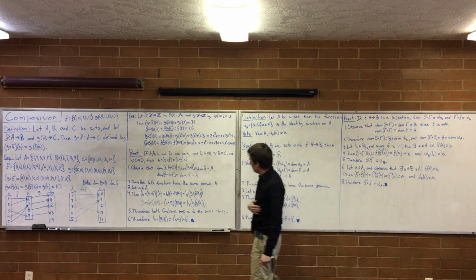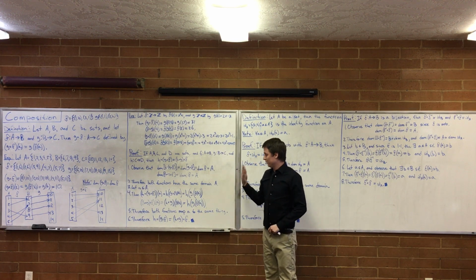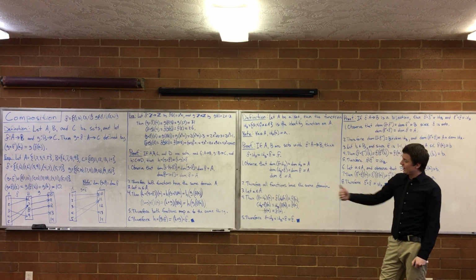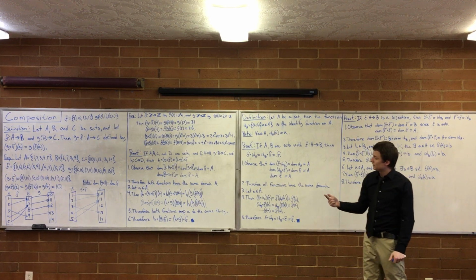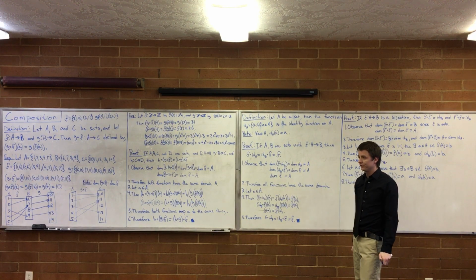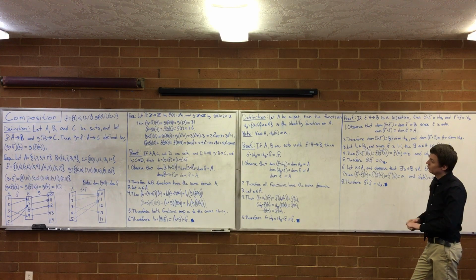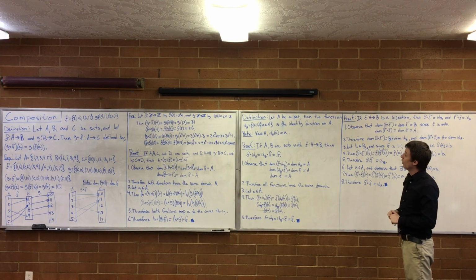Alright, so therefore both functions map A to the same thing. They both mapped it to H of G of F of A. So they have the same domain, and they both mapped each element in the domain to the same thing, therefore the functions are equal. Therefore composition is associative. Alright.